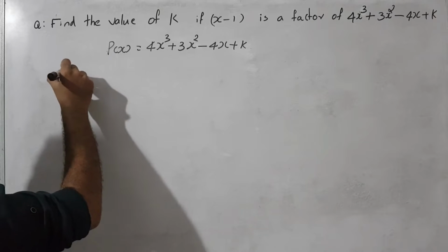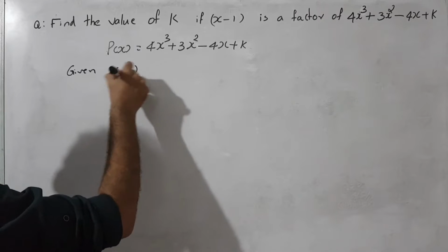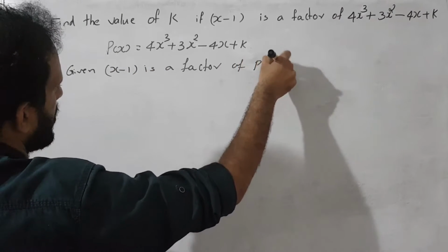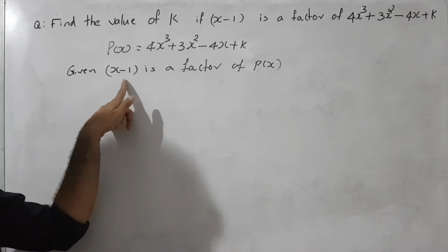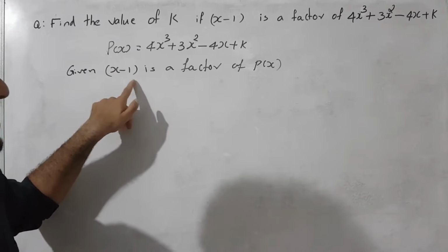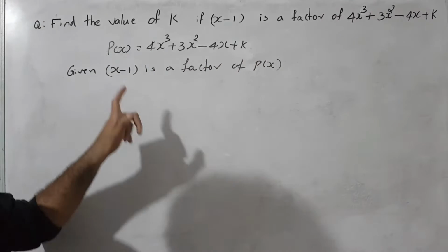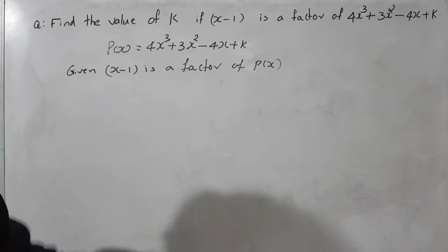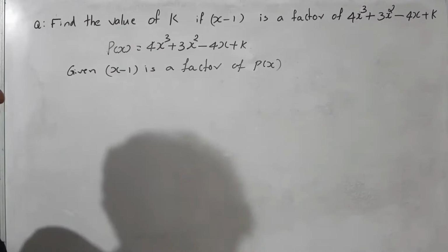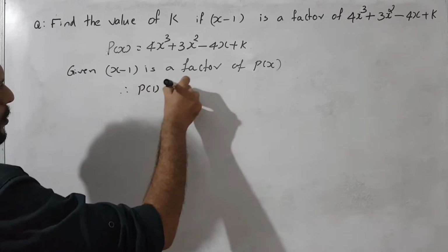Then we start with what is given: x minus 1 is a factor of p of x. If x minus 1 is a factor, then what is 0? If x minus a is a factor, then p of a is equal to 0. Therefore, x minus 1 is a factor, so what is 0? p of 1 is equal to 0. Therefore, p of 1 is equal to 0.